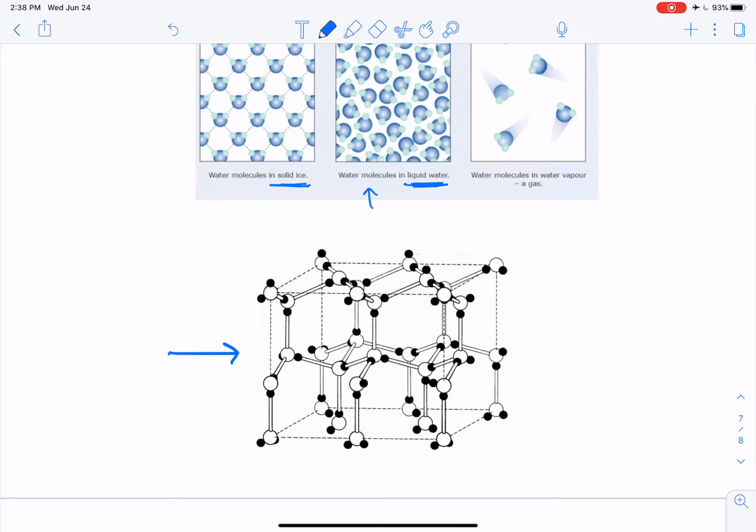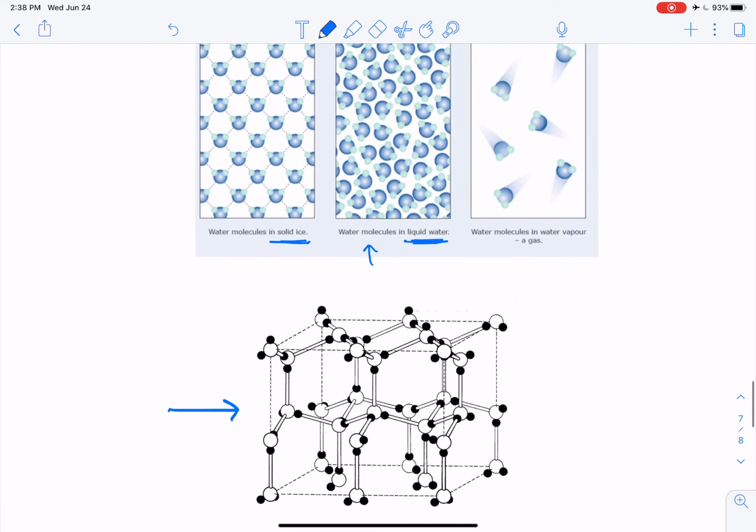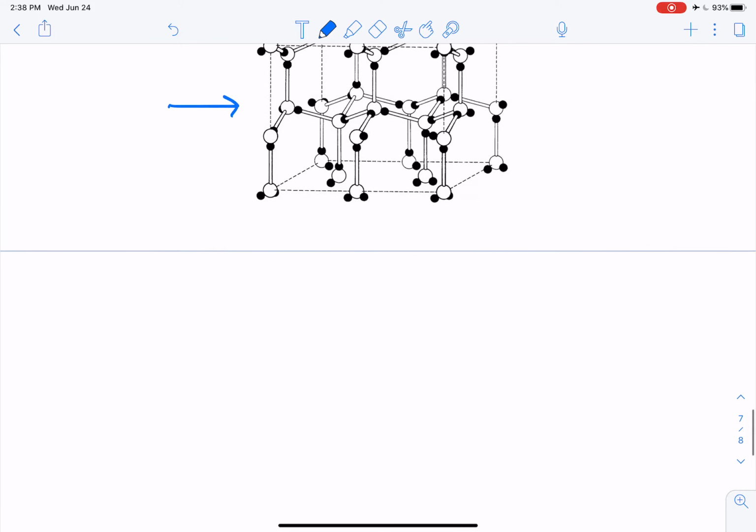So it's really good for us that this happens, because then we get ice melting. And so, yay, chemistry!